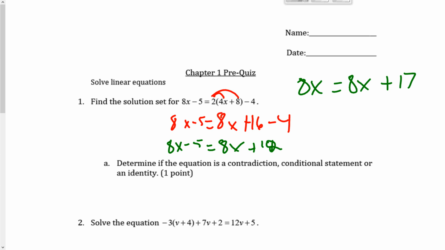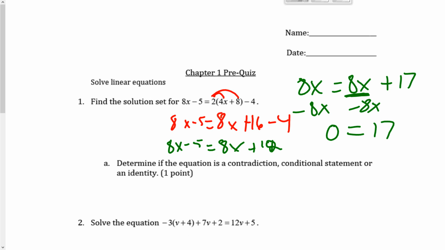Now, try to not get confused just because these are both 8x's, right? So we move stuff to the other side by subtracting or doing the opposite. The only time we want to divide is if there's only one x here, then I would divide by 8, but I don't want to divide by 8 because I actually want to move all that x, the 8x, over. So I'm going to subtract 8x on both sides. So then I get 0 equals 17.